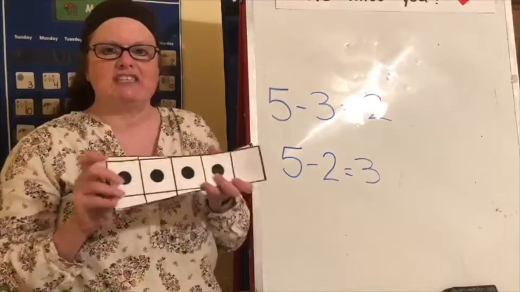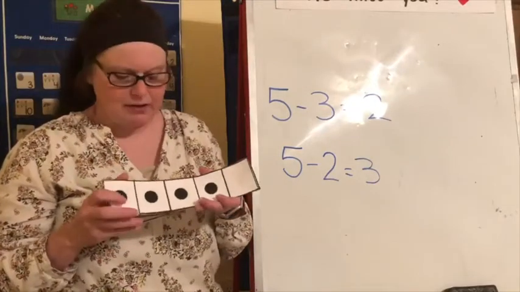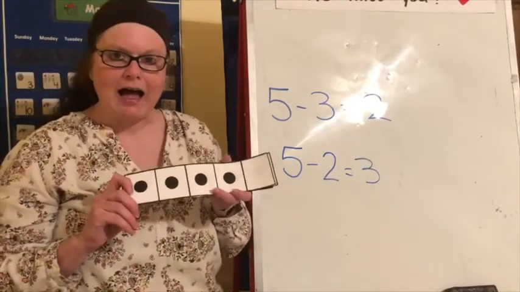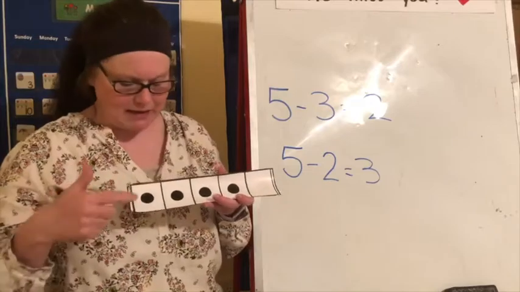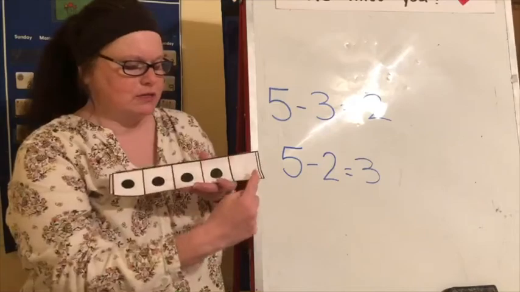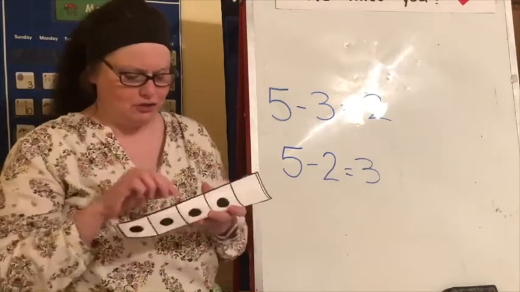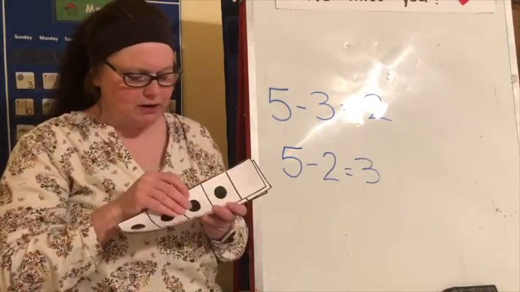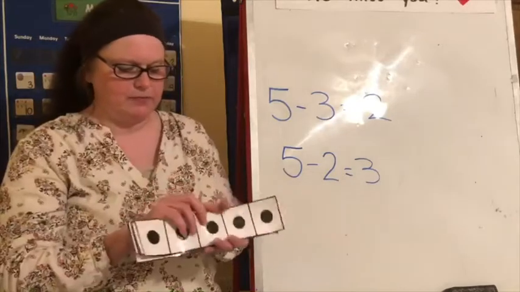Now let's see if we can just say it without writing it this time. So I know I have 5 minus the dots, 1, 2, 3, 4. 5 minus 4 equals 1. Good job. 5 minus 4 equals 1. Let's try one more together.